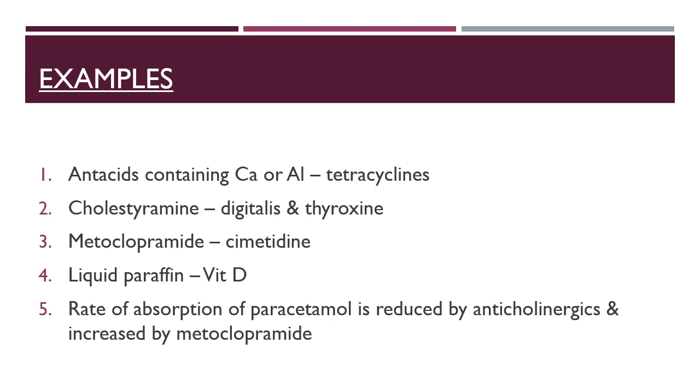Then the rate of absorption of paracetamol, a well-known drug. It is an antipyretic and analgesic drug. The rate of absorption of paracetamol is reduced by anticholinergic drugs, note down the well-known example, atropine. What will anticholinergic drugs do? They will inhibit gut motility and paracetamol absorption will be reduced. Similarly, metoclopramide would also affect paracetamol absorption. These are a few examples at the level of absorption.